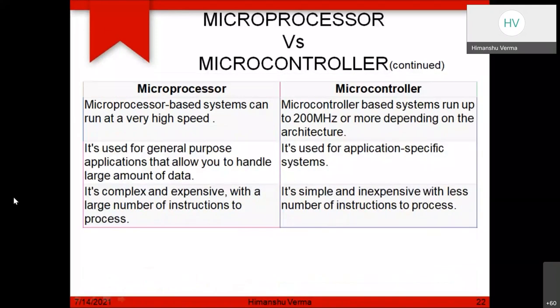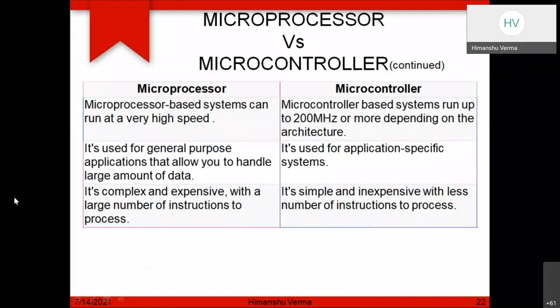Now, the next one we discussed is that a microprocessor runs at very high speed, but microcontrollers run at slower speed if we compare them with microprocessors. Also, there are a lot of microcontrollers with a variety of range, from slow to fast enough, right? Again, it is task specific, or application specific.